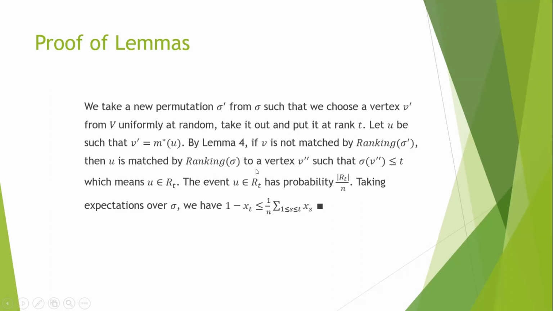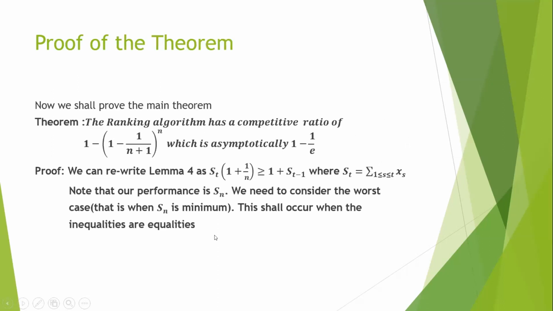The event U being an element of RT has a probability of the number of elements of RT upon n. Taking expectations over sigma, we get 1 minus xt is smaller than or equal to 1 over n times the sum of probabilities from x1 to xt. Now that we have proved all the lemmas, we shall move on to the main theorem.